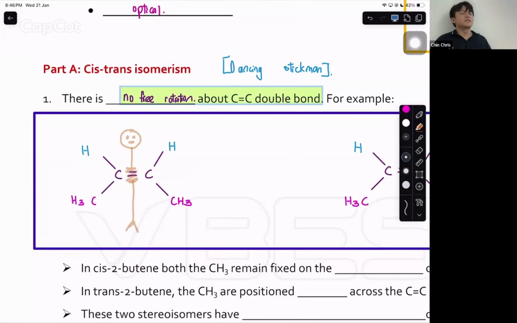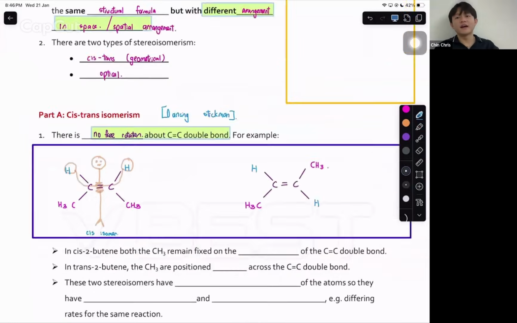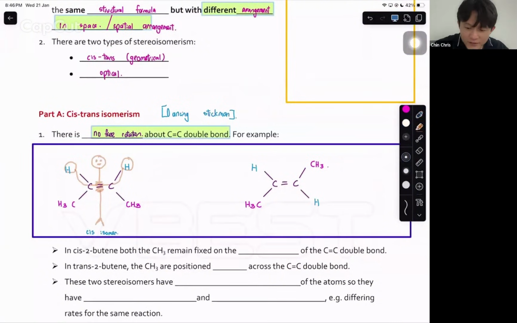Picture it so that you can put the hydrogen as your hand or CH3 as your hand. You have to choose your hand. Let's say I choose H as my hand. You see this fellow is doing a dance like that. Do you see a big C? So this we call a cis isomer.